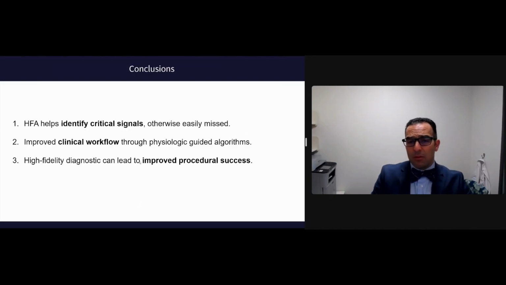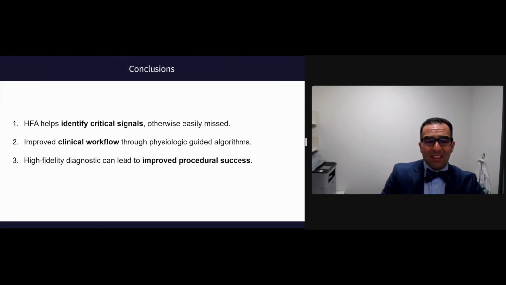So as we demonstrated in these cases, the high fidelity component identifies critical signals and helps you essentially determine whether this is physiologic versus noise. This has a huge potential in improving your clinical workflow and eventually could lead to improved procedural success. I can tell you at this point, I would not ablate PVCs, VT, or atypical flutter before looking at the Pure EP system and confirming signals prior to ablation.